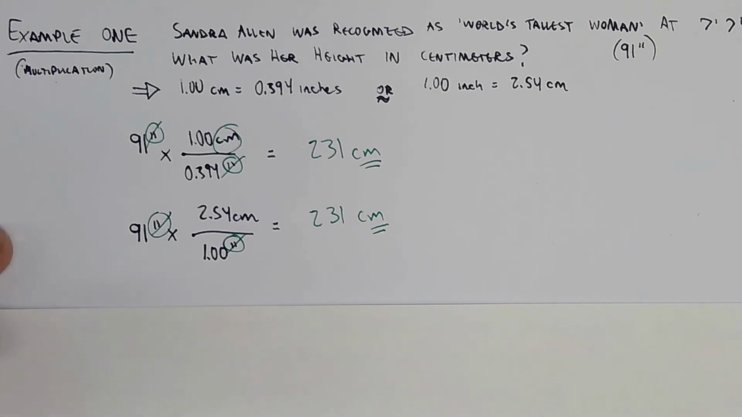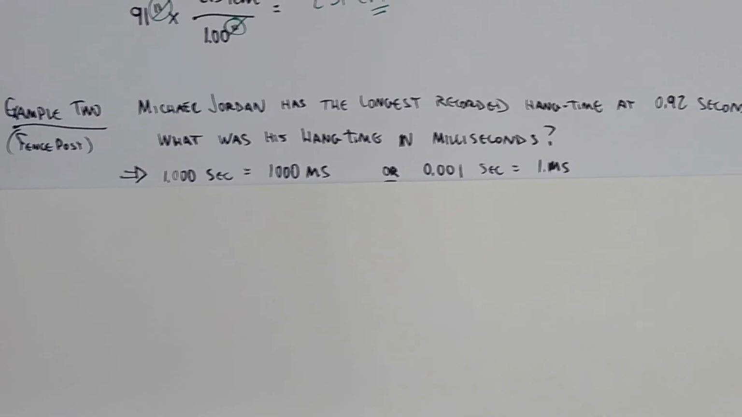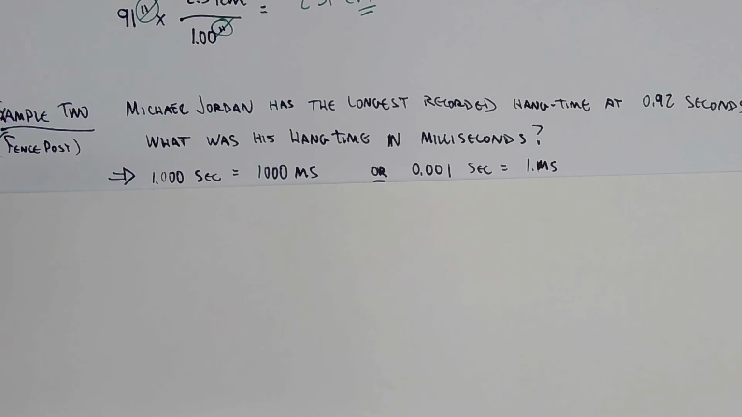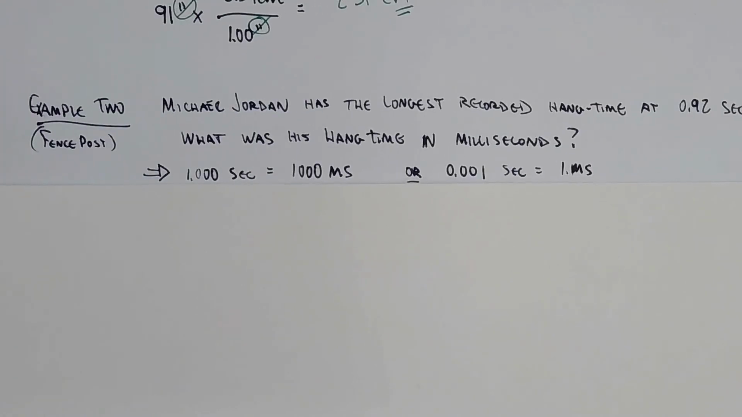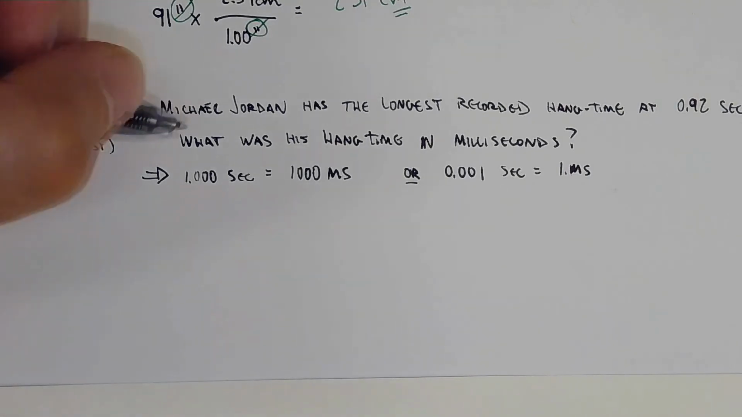Okay, let's take a look at example 2. All right, Michael Jordan has the longest recorded hang time at 0.92 seconds. What was his hang time in milliseconds? So we're going to do another quick conversion here. I'm going to show you another visual way to set these up. It's not my personal preference, but a lot of students come into my room and like this technique. So yeah, since it doesn't affect the answer, I don't really care.